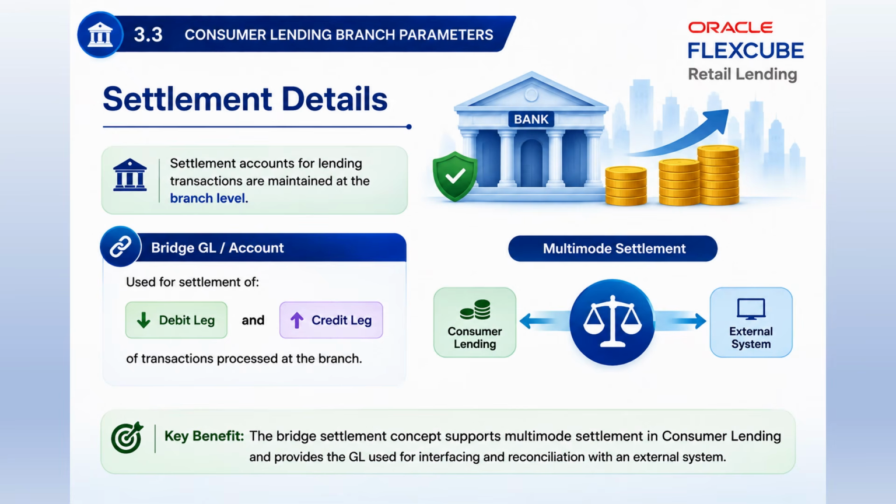Next is settlement details. Settlement accounts for processing lending transactions are specified at the branch level. The bridge GL or account is specified for settlement of the debit and credit legs of transactions processed at the branch. The guide explains that the bridge settlement concept was introduced to interact with multimode settlement with consumer lending. The defined GL can interface with the other system and serves as the single GL for reconciliation in the multimode settlement for the external system.